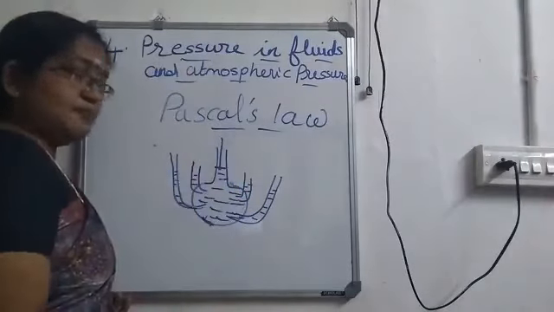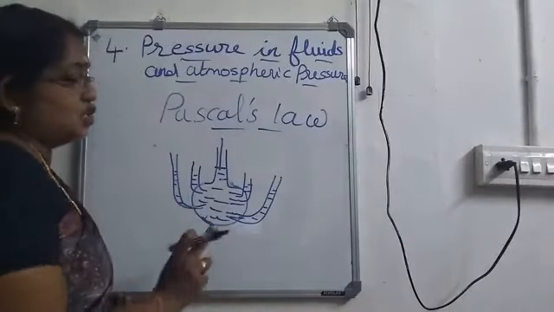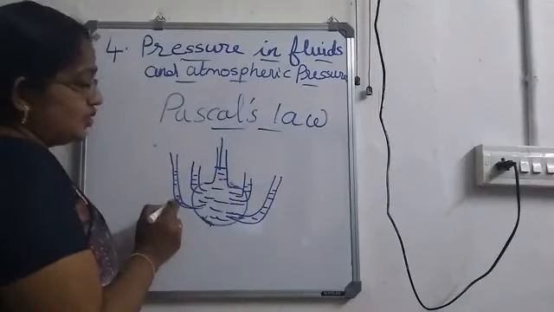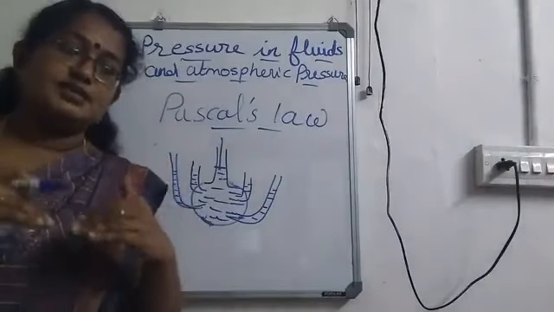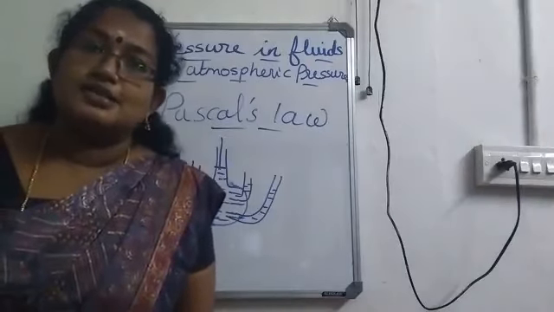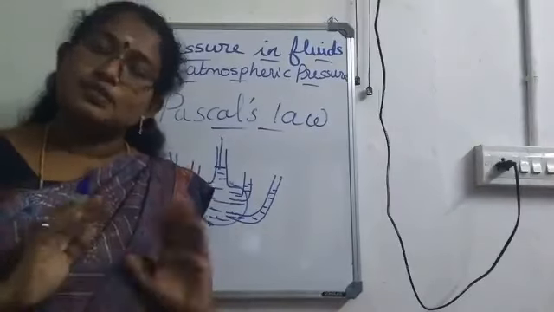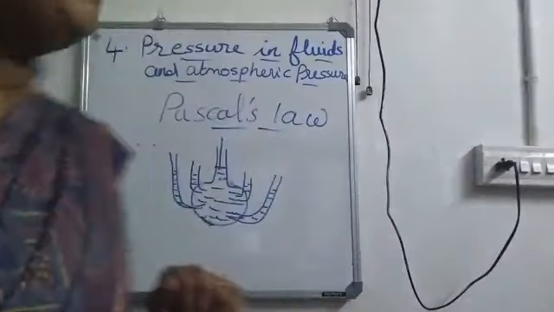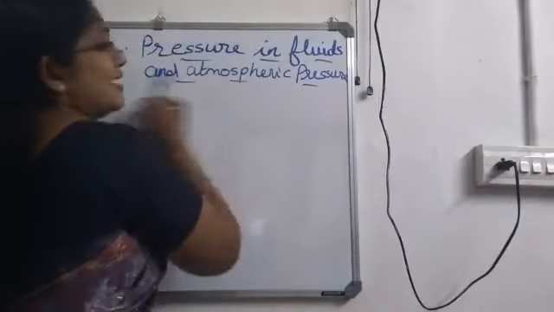When you are pushing the piston down, we are exerting a force here. Force acting per unit area is pressure. So this pressure is transmitted equally in all directions, so the level of water in all the tubes will rise, and the rise in the water in the tubes will be the same, because according to Pascal's law, what did we learn? Pressure exerted at any point will be equally distributed.